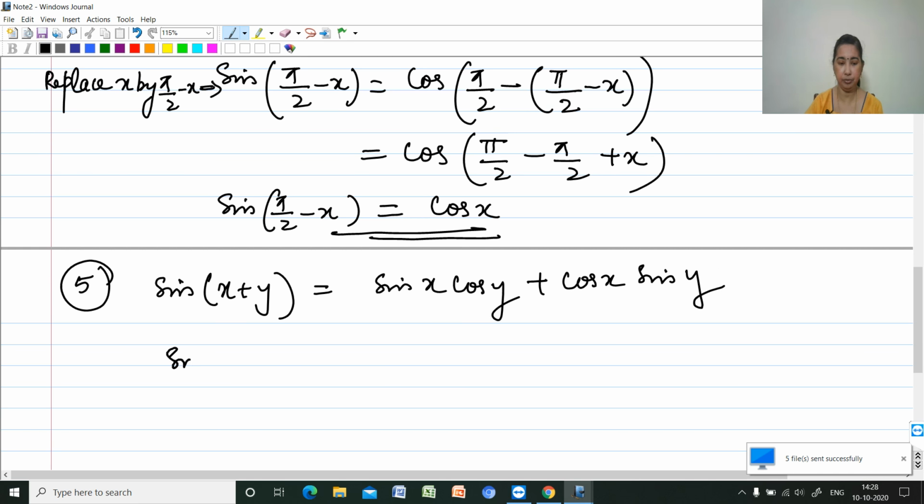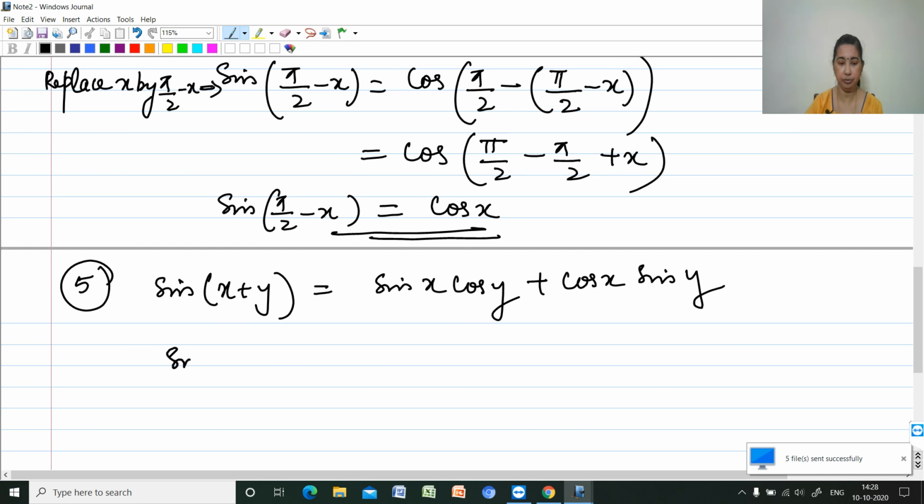Instead of pi by 2 minus x, we are going to find sine of x plus y. So how can you replace that? We have to substitute. So what do we have to do? We have to substitute sine of x plus y is equal to cos of pi by 2 minus x plus y.